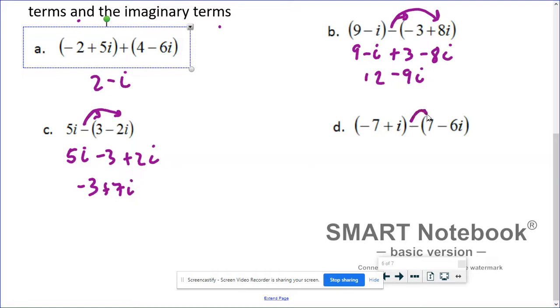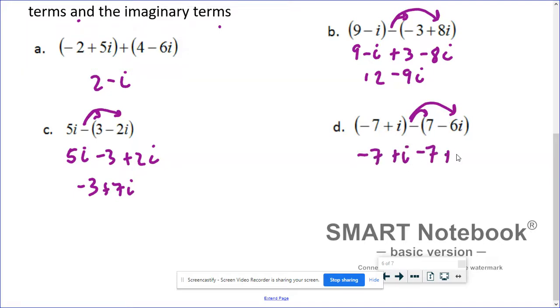Last one here. Distribute the negative. You get -7 plus i minus 7 plus 6i. Combine. -7 and -7 add to -14. i plus 6i is 7i.